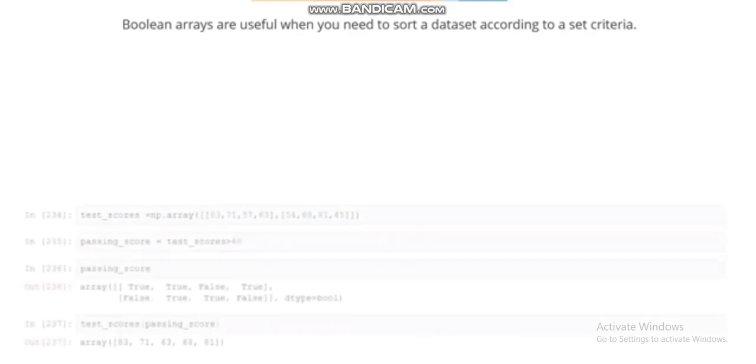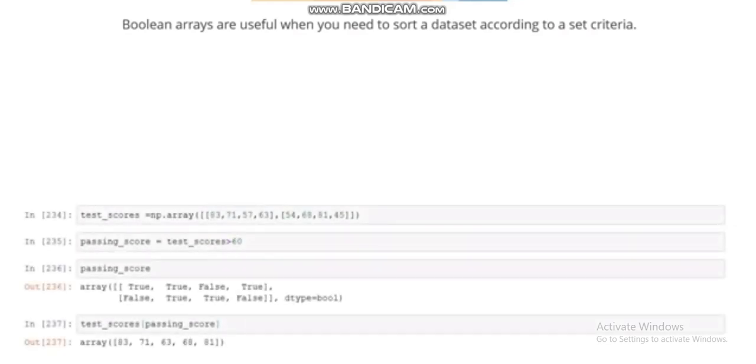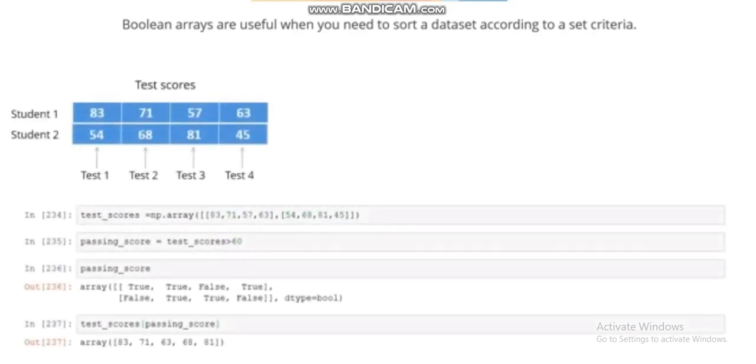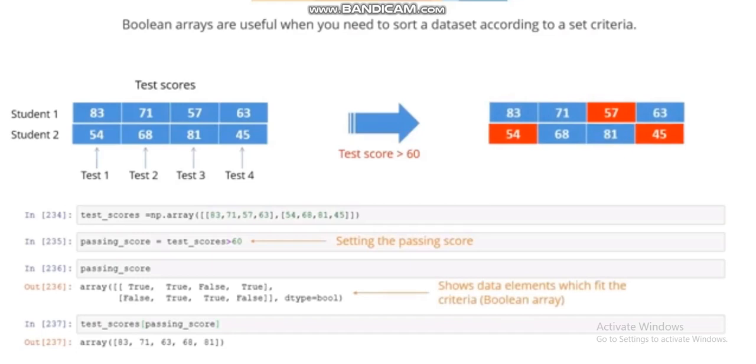In this example, the array contains test scores of 2 students. Let's assume that the passing test score is 60. The data cells highlighted in red are the ones which fail the given condition. After applying indexing with Boolean technique, we get the normalized dataset. Note that it's a reduced dataset and all its values hold true to the given criteria.